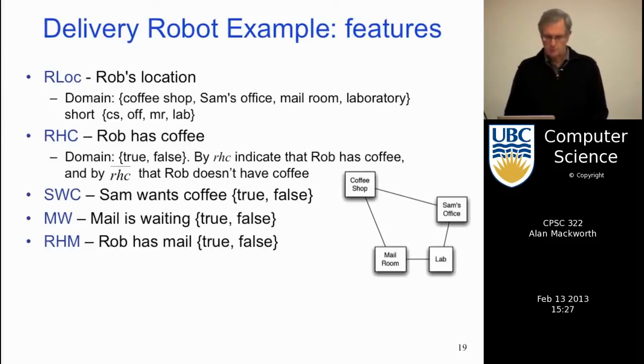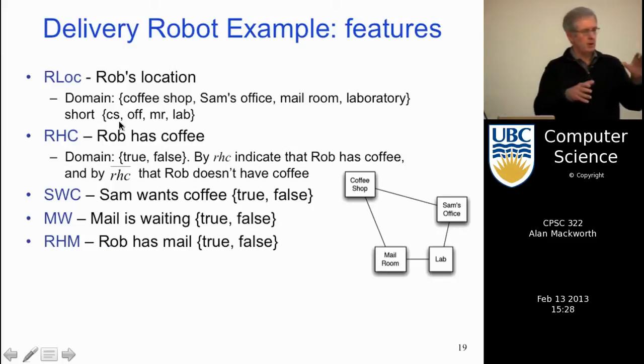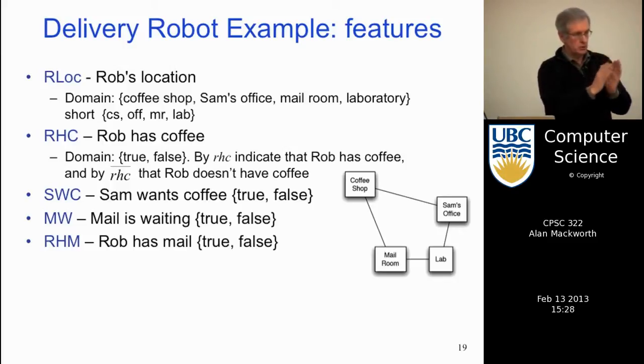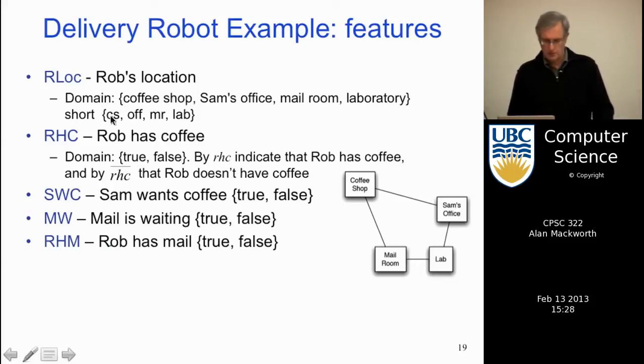These are the features for the states in this problem. Again, we're going to use uppercase to represent variables that have values. RLoc is Rob's location. RHC means robot has coffee. RLoc can have 4 different values: Rob can be in the coffee shop, Sam's office, mailroom, or laboratory. The shorthand for RLoc equals coffee shop is just cs. Again, we use uppercase for the variable and lowercase for its value, so we'll use lowercase to indicate that RLoc equals coffee shop, RLoc equals Sam's office, and so on.